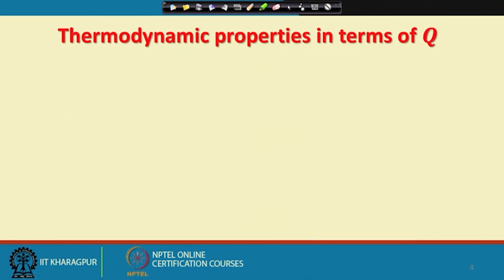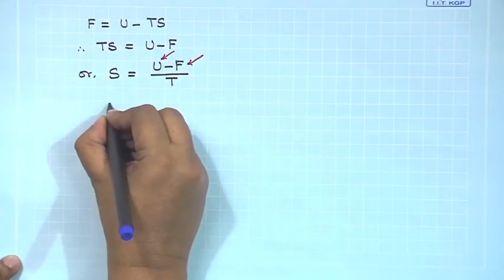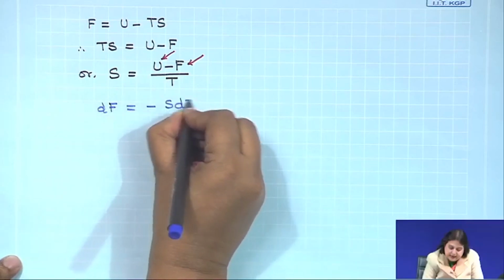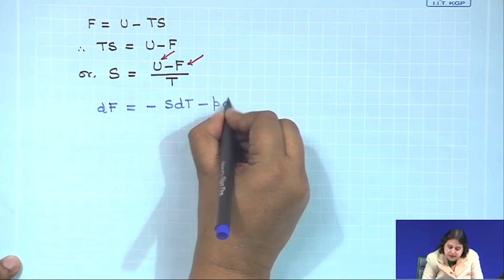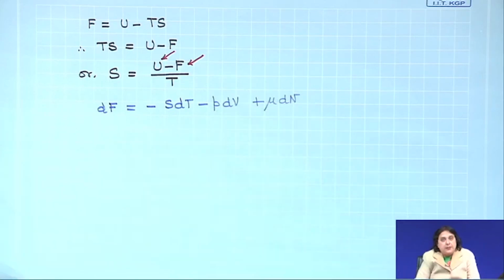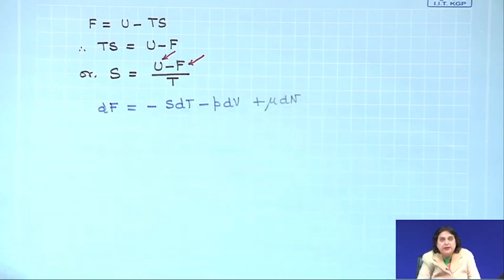So, let us have a look at how we can calculate pressure from ln q. In order to do that, you must realize that I can write dF as minus S dT minus P dV plus mu dN in general. When I have a closed system, dN is 0, so this term will not be there, but if I have an open system where N is allowed to fluctuate, the last term on the right hand side will be present.